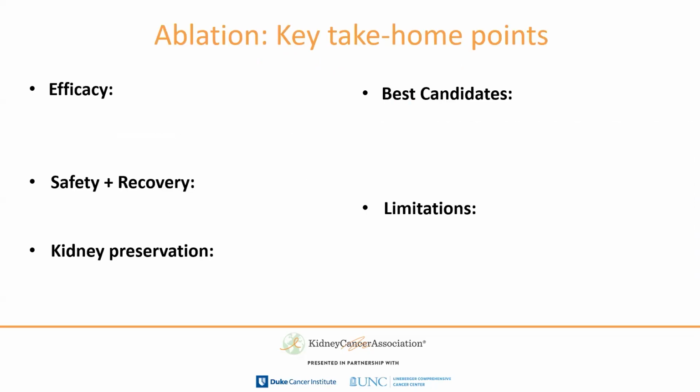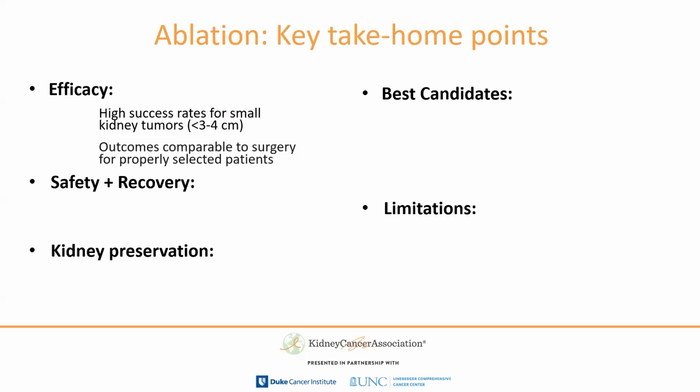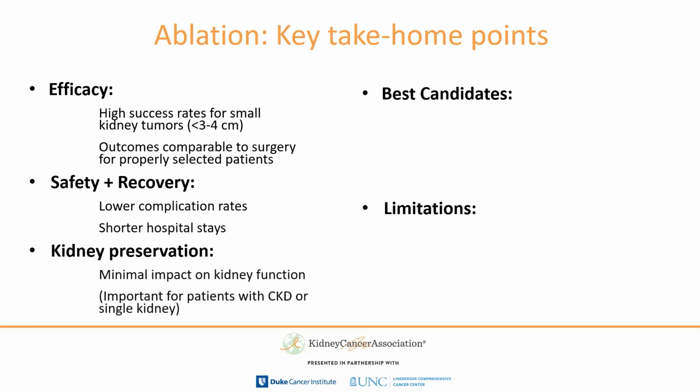So key take-home points here: thermal ablation for kidney cancer has high success rates for small tumors. And cancer-related outcomes are in most series similar to surgery for appropriately selected patients. So that means small renal masses. There is a little bit higher local recurrence rate, but cancer-related outcomes are very comparable. Safety and recovery: lower complication rates, less blood loss, shorter hospital stays compared with surgery. It's also good for kidney preservation, so minimal impact on normal kidney tissue. For some patients, that's more important than others.